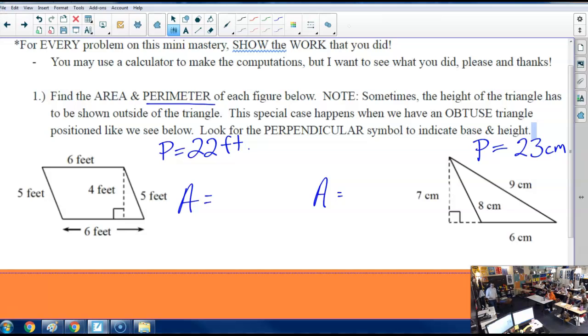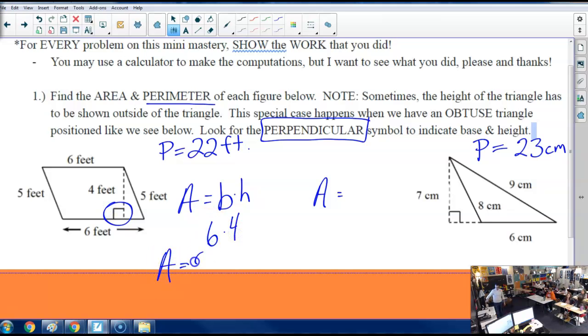So area, this works just like a rectangle. It's your base times your height. Now, what I'm not probably going to put in your Chapter 5 mastery, because that's why we take the quizzes, is that to find your base and height, you're looking for the perpendicular symbol. So here, that becomes 6 times 4, which ends up being 24. What's your label here? Feet squared. It concerns me how many people said feet but did not say squared. It's feet squared.